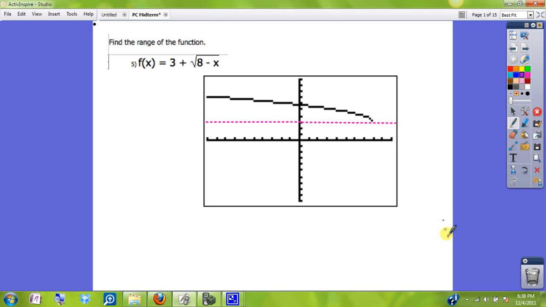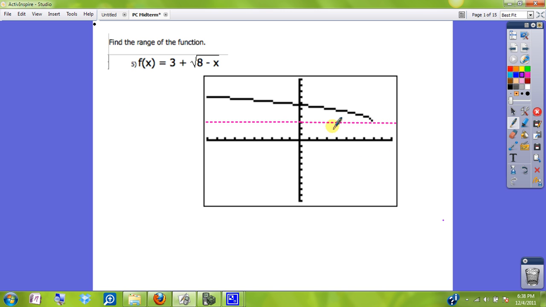Okay, in this video what we're going to do is continue on with our review of our midterm exam, and we're going to begin with question number 5. First of all, number 5 is asking for the range, and the range is the lowest y and the highest y value of the function. So the best thing to do for a range is to graph the function, take a look at it, and see where the lowest y and the highest y are.